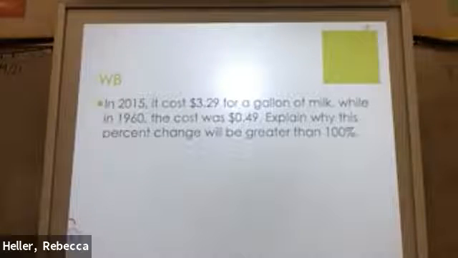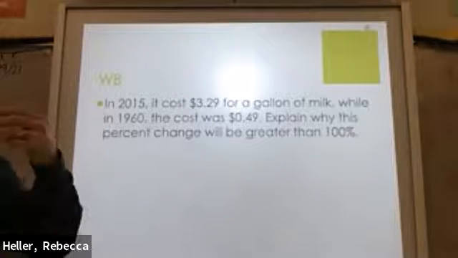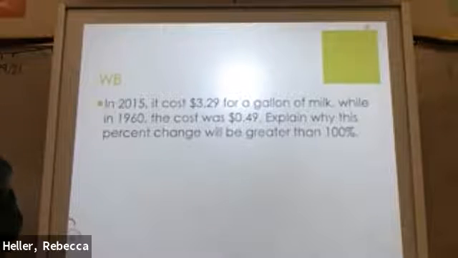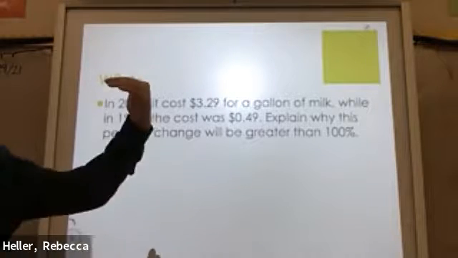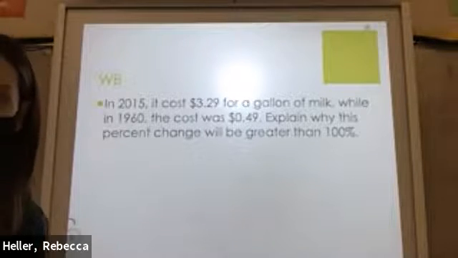All right. Anybody think they know? Why is this going to be over 100%? Go ahead, Olivia. It's because the change is greater than the whole. Okay, yeah, so the answer was the change between the 2 values is greater than the whole, right? So when you subtract them, you get an answer of $2.80, which is bigger than the original value. So the part is greater than the whole. So that means it's over 100%.